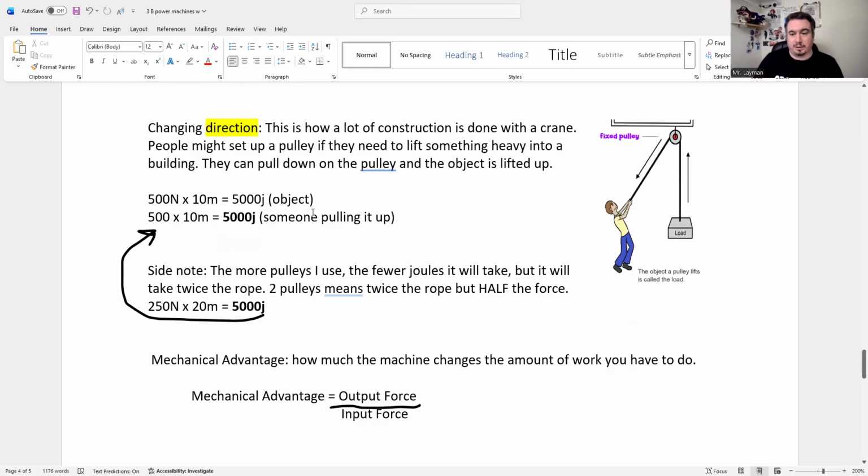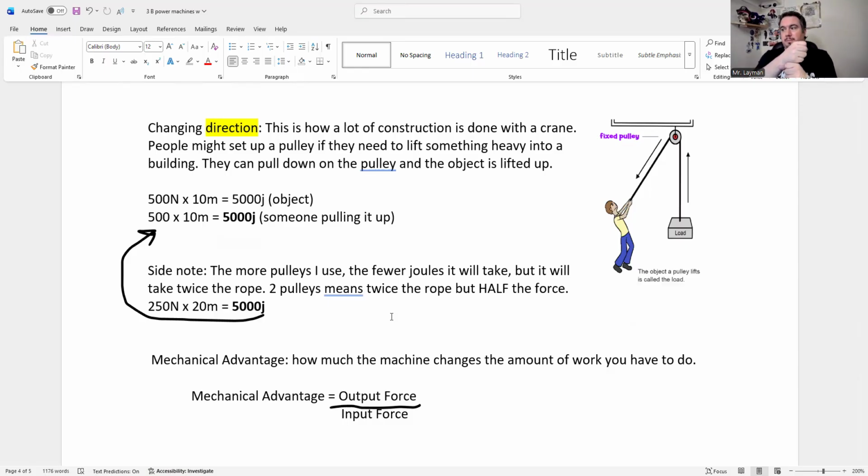Here you might be saying, okay, the object is being pulled up and someone pulling is the downward force to pull the object up. Most pulleys operate, especially in construction, with a whole bunch of pulleys daisy chained together, because the more pulleys I use, the less force it will take, but it will take more rope. If I use 2 pulleys, it means twice the rope is being used, but half the force. So that's good for me because I only have to use half the force.